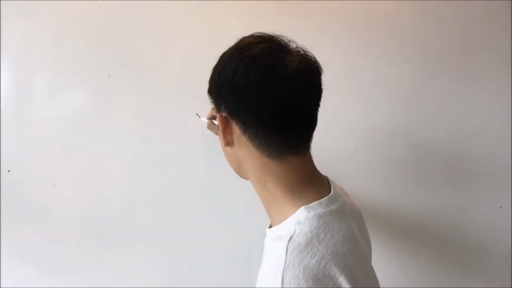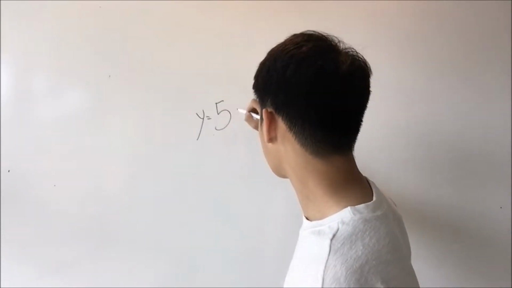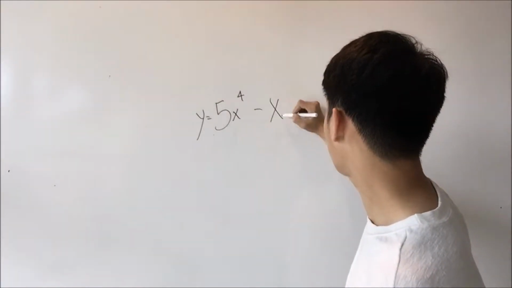Number 17. Number 17 says the graph of y equal to, so I'll write it down, y equal to 5x to the 4th minus x to the 5th has a point of inflection at. So they're looking for POI, point of inflection.